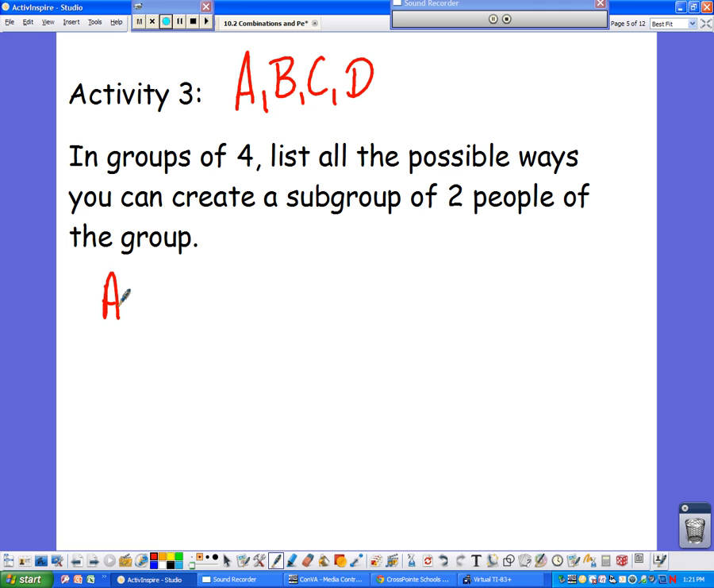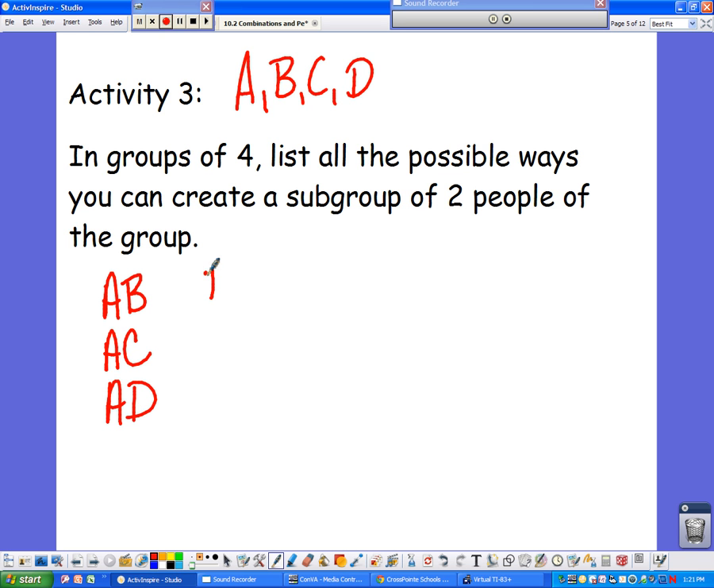Okay? Now, one thing that you've got to remember is, let's just do these real quick. I could pick person A and person B. Okay? I could pick person A and person C. Person A, person D. Okay? Now, the order at this point, okay, we have different outcomes. Person A is matched up with somebody different on each subgroup. Now, here's the question.